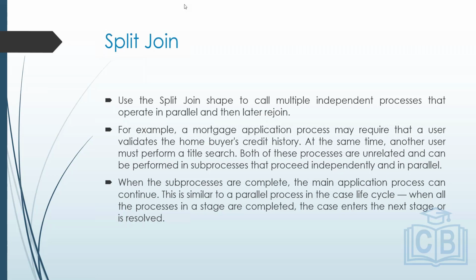So the thing is, we would be able to design processes in parallel, and we will also be able to decide when the case should move further. When all the sub-processes are complete, or are you looking at any specific one, or at least any two of them being complete, would you proceed? So you can choose that option. We will be able to take that privilege when it comes to split join. I think we'll go ahead and do this directly. We'll see how it works.